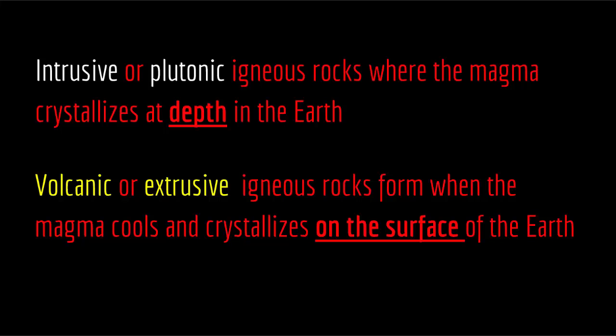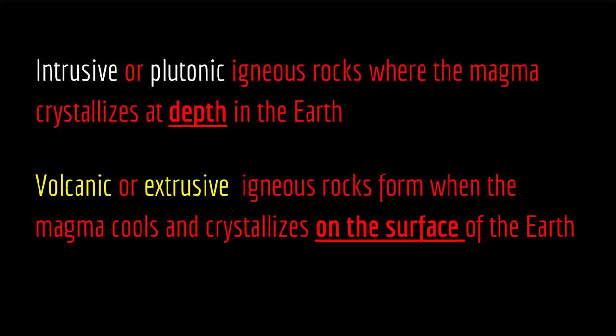We have two end products of magma. Since igneous rocks come from magma, we have intrusive or plutonic igneous rocks where the magma crystallizes at depth in the earth. So if you have magma that crystallizes inside earth without coming out on the surface, the end result of this magma that cools down is called an intrusive or plutonic igneous rock. But if the magma comes out and cools down on the surface, it creates volcanic or extrusive igneous rocks. So intrusive, the magma cools down inside Earth. Volcanic or extrusive, the magma cools down on the surface of the Earth.